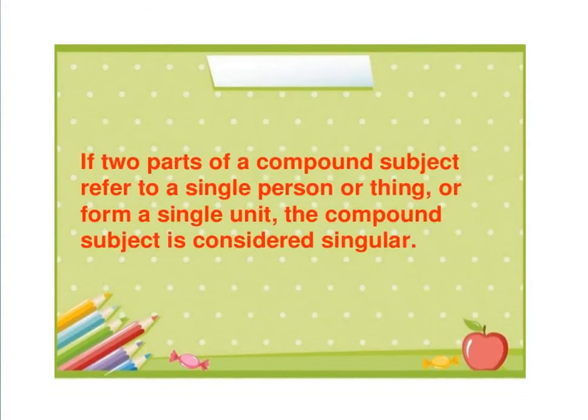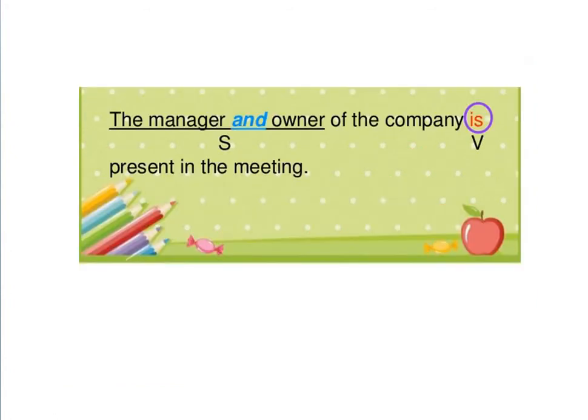If two parts of a compound subject refer to a single person or thing or form a single unit, the compound subject is considered singular. If two parts of a compound subject refer to the same thing or a person, then we take it as a single unit. Let's take an example. The manager and owner of the company is present in the meeting.